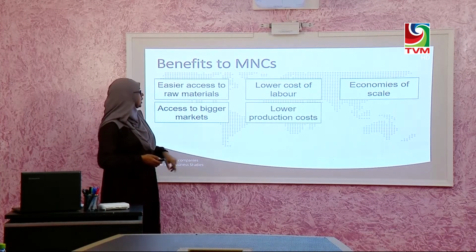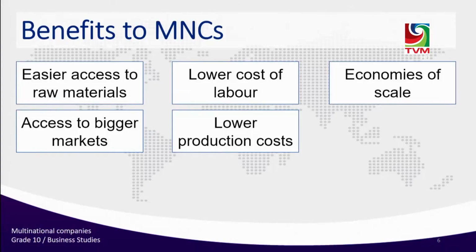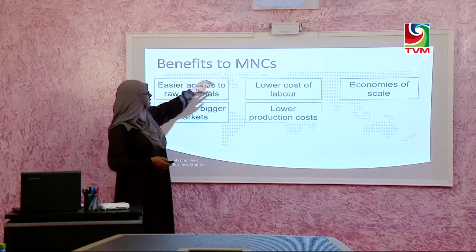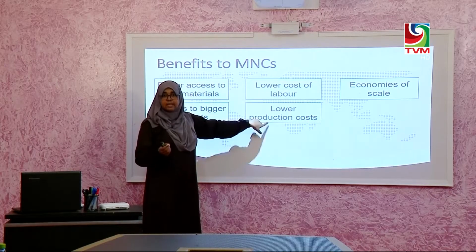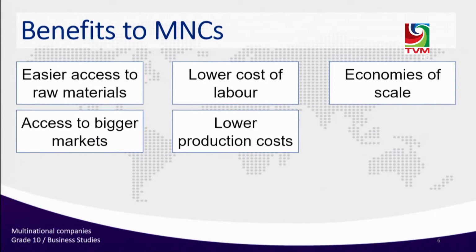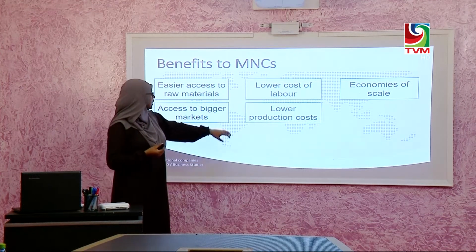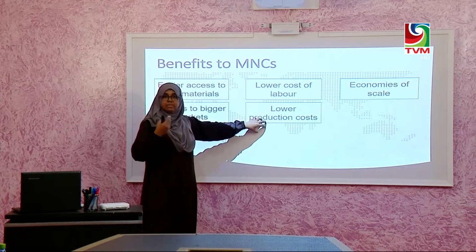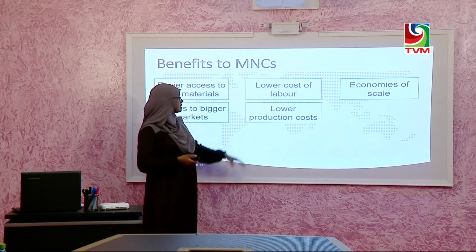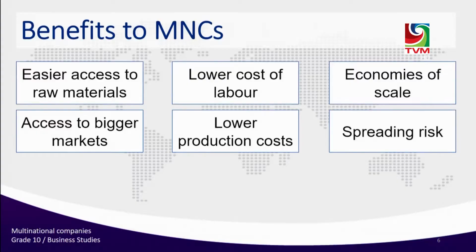Then we have lower production cost. Because of several factors like easier access to raw materials, lower labor cost, and if land cost, for example the rent of the land, is lower, they will be able to reduce their production cost. Then spread in risk.